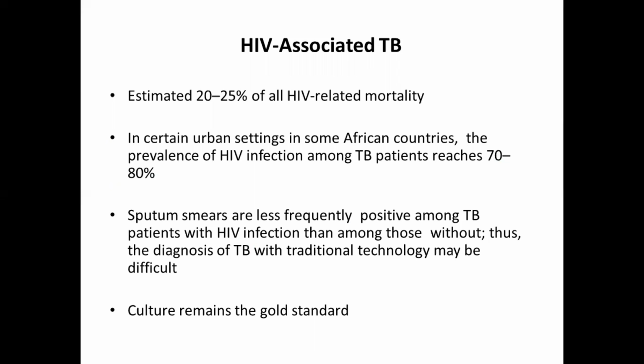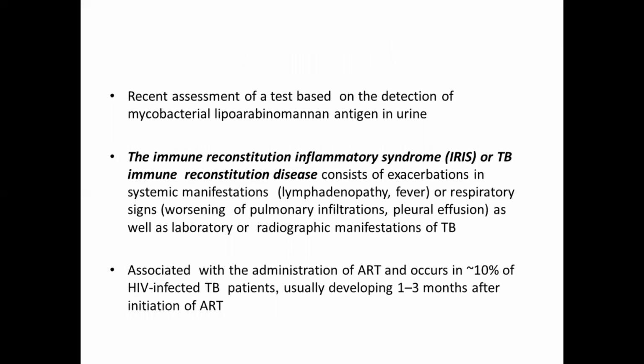And you should know that sputum smears are less frequently positive among tuberculosis patients with HIV infection than among others. Thus, the diagnosis of tuberculosis with traditional technology may be difficult. So, the gold standard for the diagnosis of tuberculosis in patients who have got HIV is the culture. Or you can even look for the lipoarabinomannan antigen in the urine.